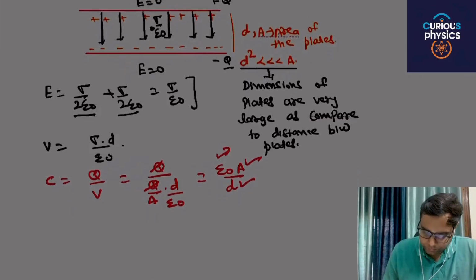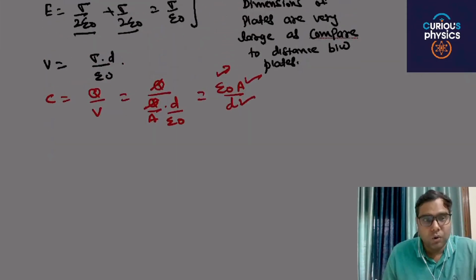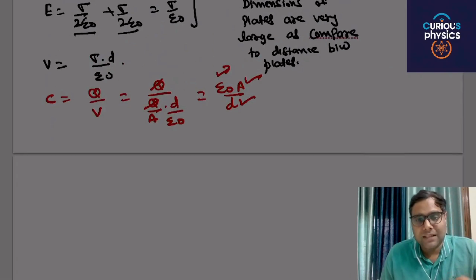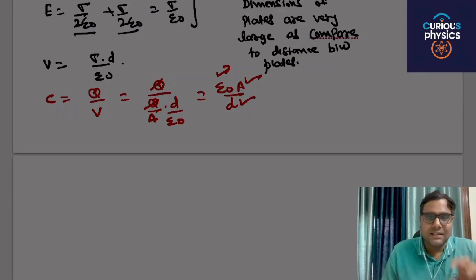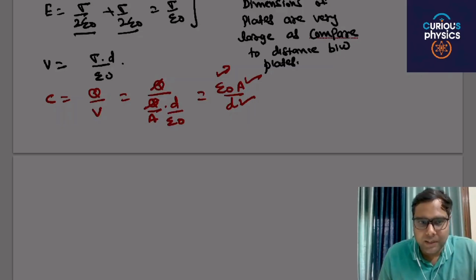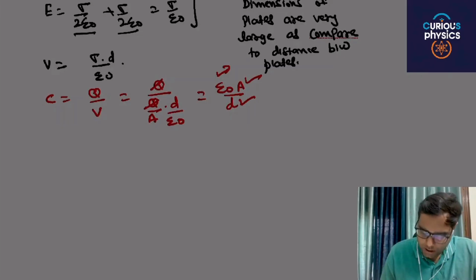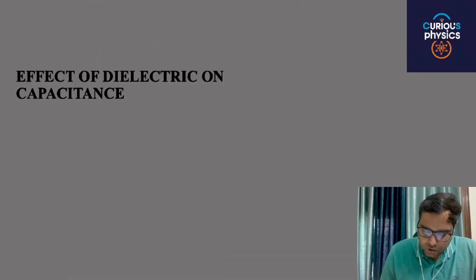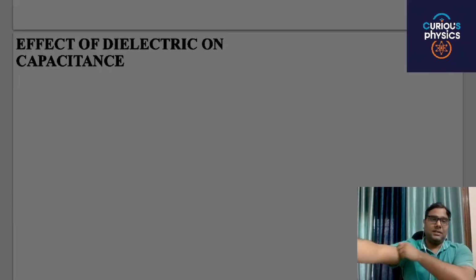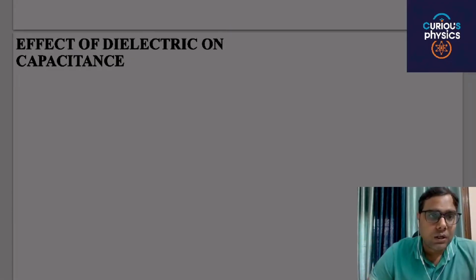Next, keep this formula always in your mind: the capacitance of a capacitor is epsilon naught A by D. Epsilon naught is the permittivity of free space, A is area, and D is the distance between, or gap between, the plates. This is the basic formula. Okay. Next is effects of dielectric on capacitance. Effects of dielectric on capacitance.